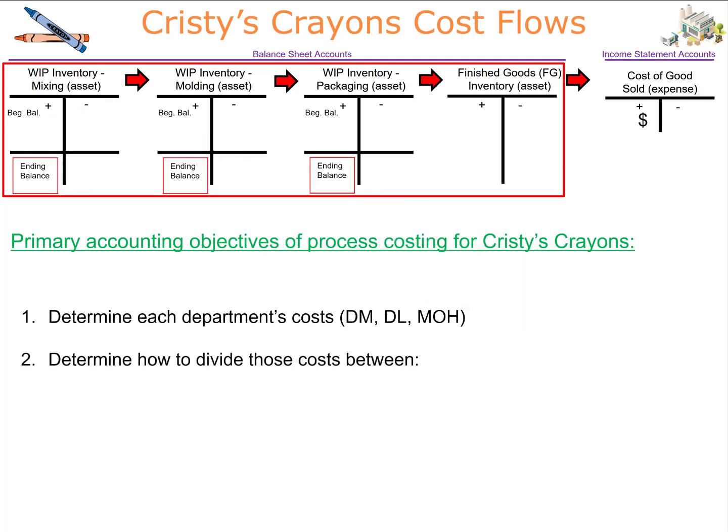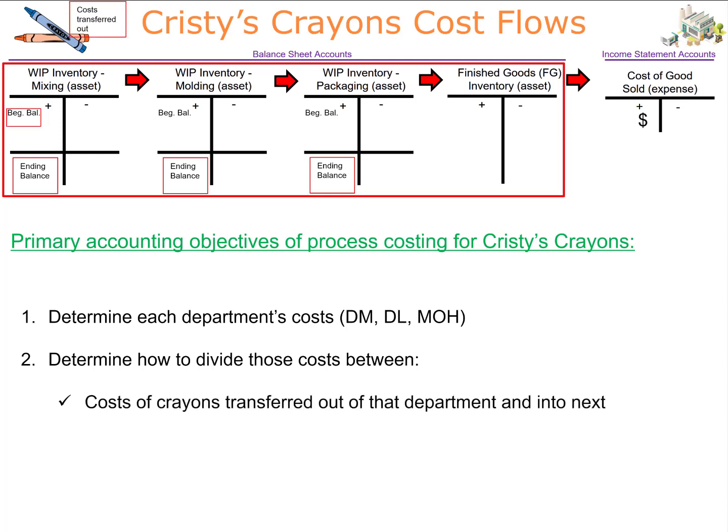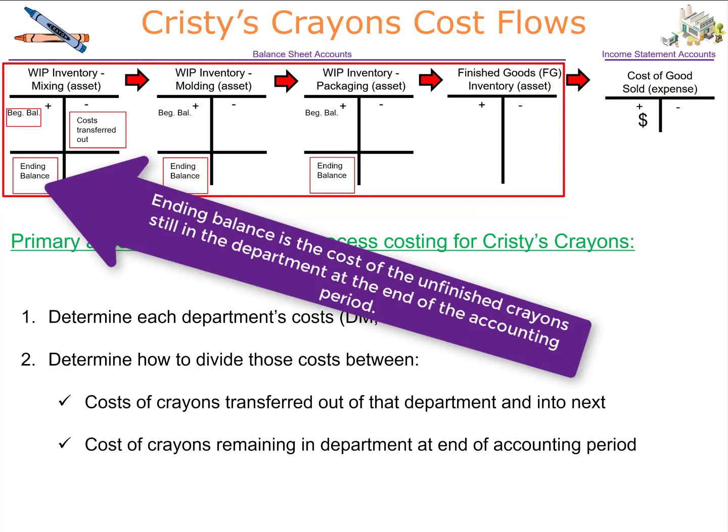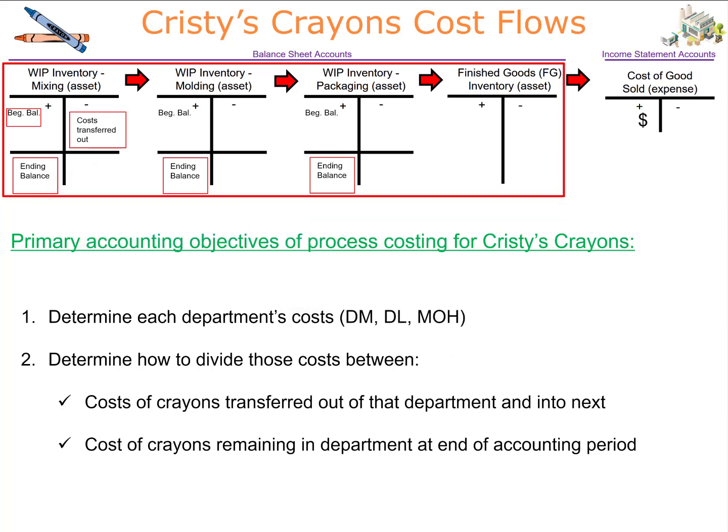Objective 2. Determine how to divide those costs between crayons transferred out of that department and into the next department. These would be represented as decreases or credits. And 3. Determine the cost of crayons remaining in the department at the end of the accounting period. This would, of course, be the ending balance.